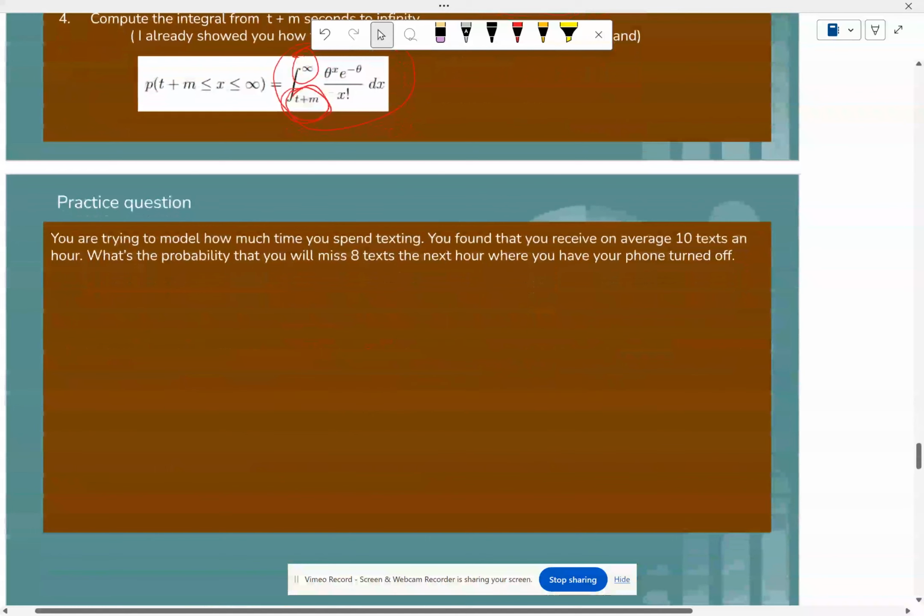Here's another question. Let's say you're trying to model how much time you spend texting. You found that you, on average, receive 10 texts an hour. Then what is the probability that you have missed 8 texts in the next hour where you have your phone turned off? So maybe you should pause the video, take a second, see if you can solve this. But the idea is this is texts, so texts are discrete. And discrete situations where a larger and larger number is less and less likely is called Poisson.